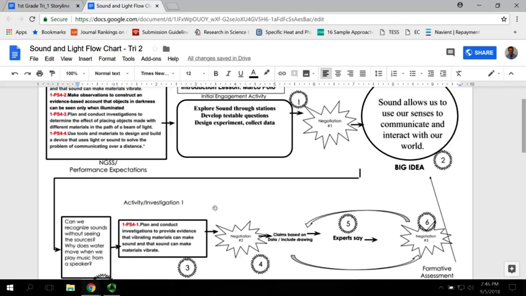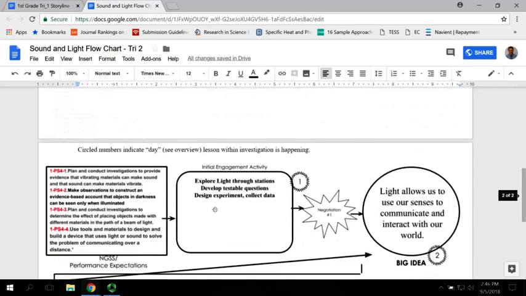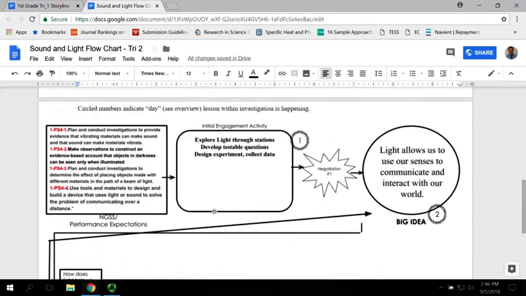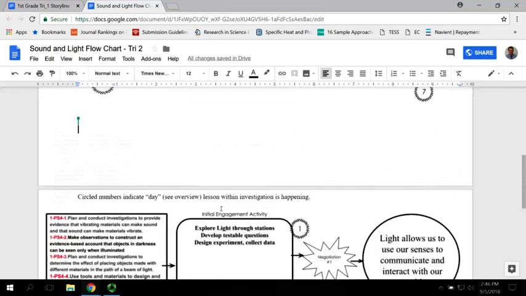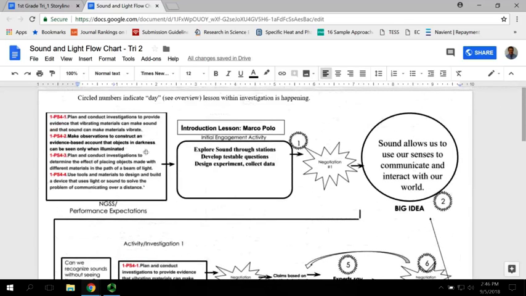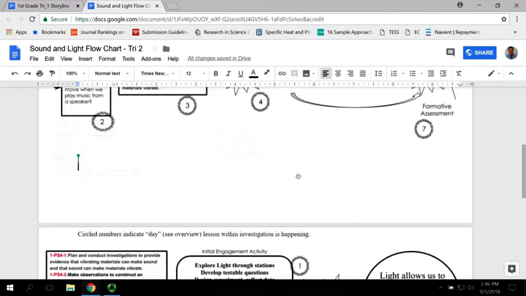Then you'll almost start over, but I don't want to say start over, but you will have a different initial engagement activity that's all about light. So you're going to have stations again, but these are going to be all about light. If you think about it, you're doing this twice. They are still connected with each other, but I just wanted to give you the heads up because this does look a little different than the other ones.